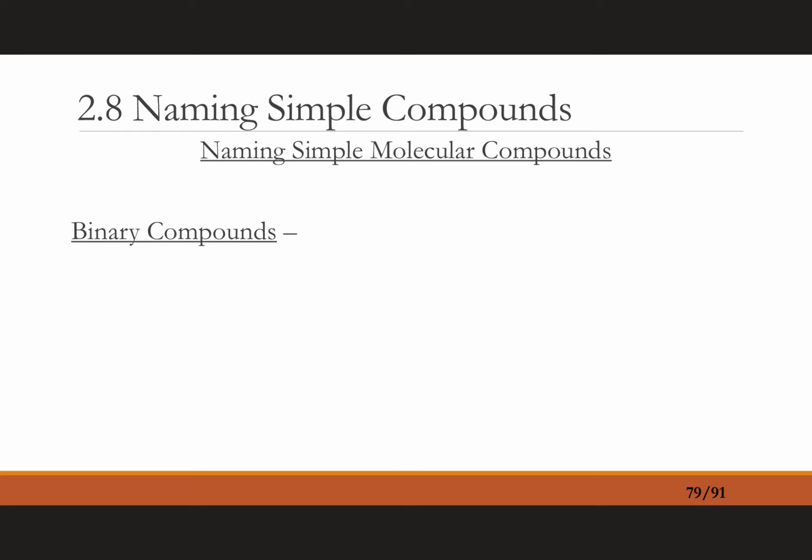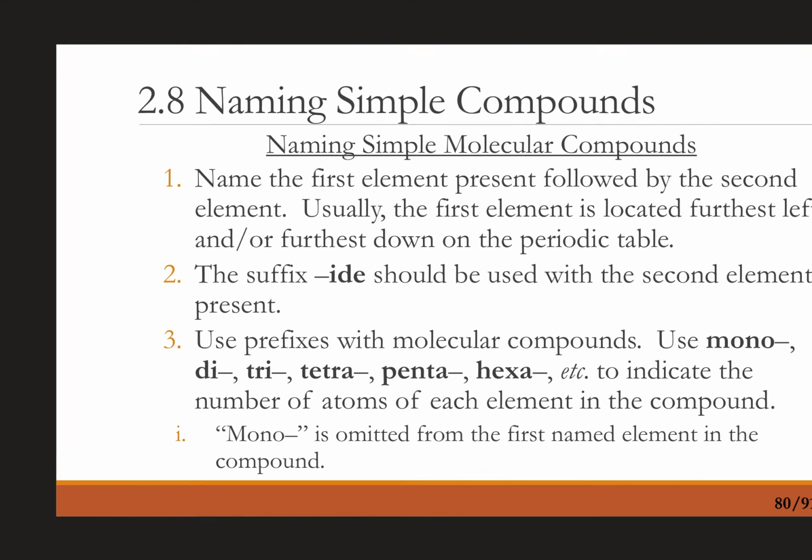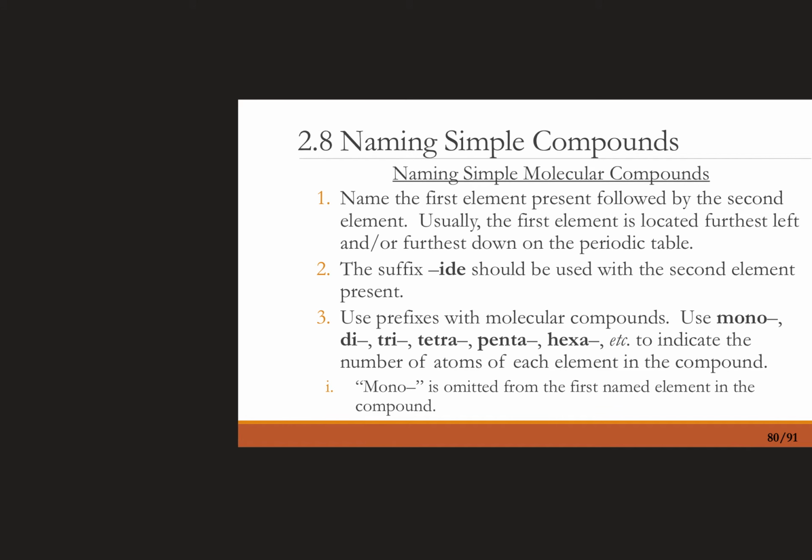All right, naming simple molecular compounds. We have binary compounds. These are compounds with just 2 different elements, and they're molecular. All right, so naming these binary molecular compounds. First, name the first element present, followed by the second element. Let me give you an example here.